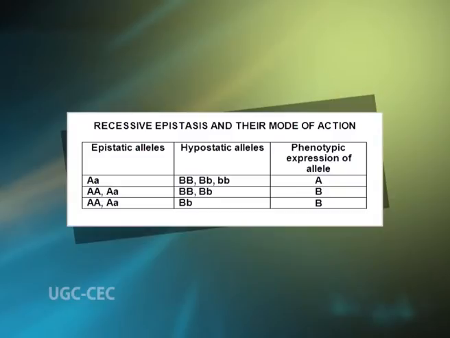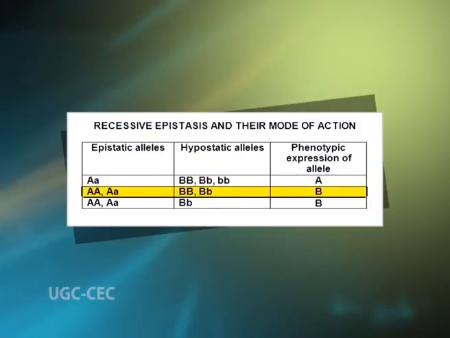In the first column, the epistatic alleles are provided. In the second column, hypostatic alleles are given, and in the third column, it is the phenotypic expression of allele. In the first row, the epistatic alleles is small a small a, the hypostatic alleles could be capital B capital B, capital B small b, small b small b. Then the phenotypic expression of the allele would be capital A.